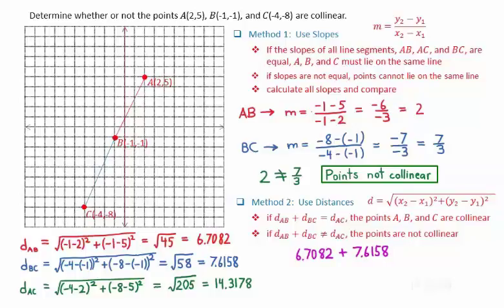Taking a look at the distances AB and BC, if we add those together, we get 14.3240. Note that this is close to 14.3178, which is the length of AC, however, not exactly the same. Therefore, we can say that these points are not collinear.